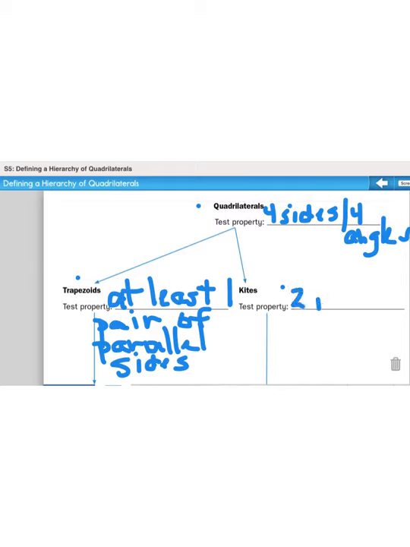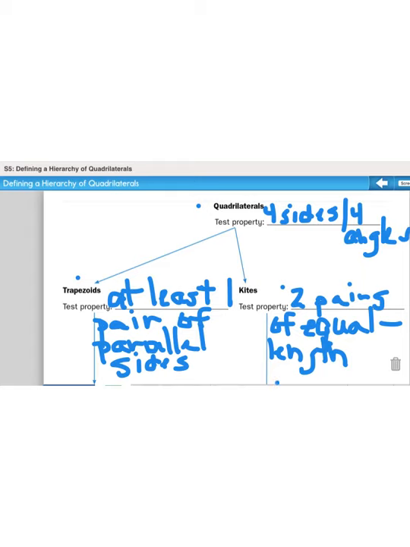Two pairs of equal length adjacent sides. So they're next to each other and they're of equal length.